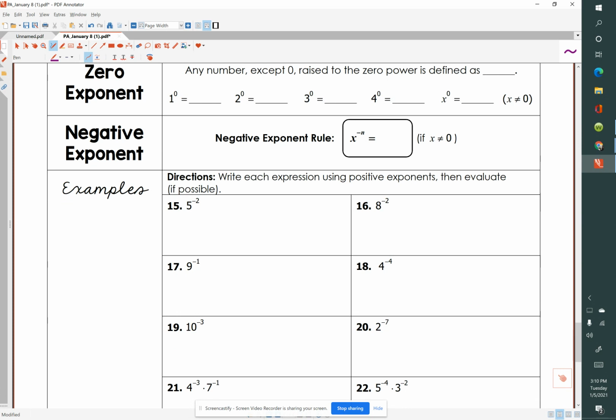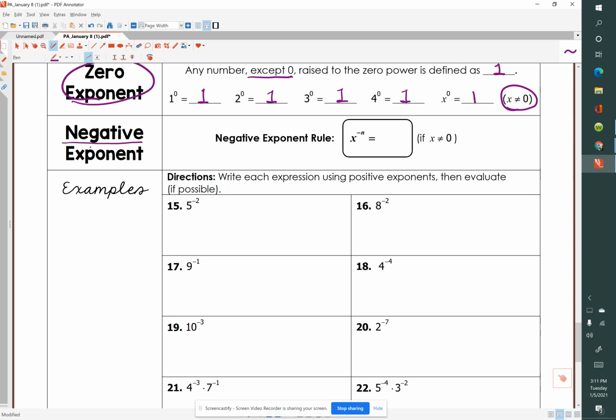Now, here we have the zero exponent rule. The zero exponent rule tells us that any number except 0 raised to the 0 power is defined as 1. So 1 to the 0 power is 1. 2 to the 0 power is 1. 3 to the 0 power is 1. 4 to the 0 power is 1, and x to the 0 power is 1 as long as x does not equal 0. Now that's the zero exponent rule.